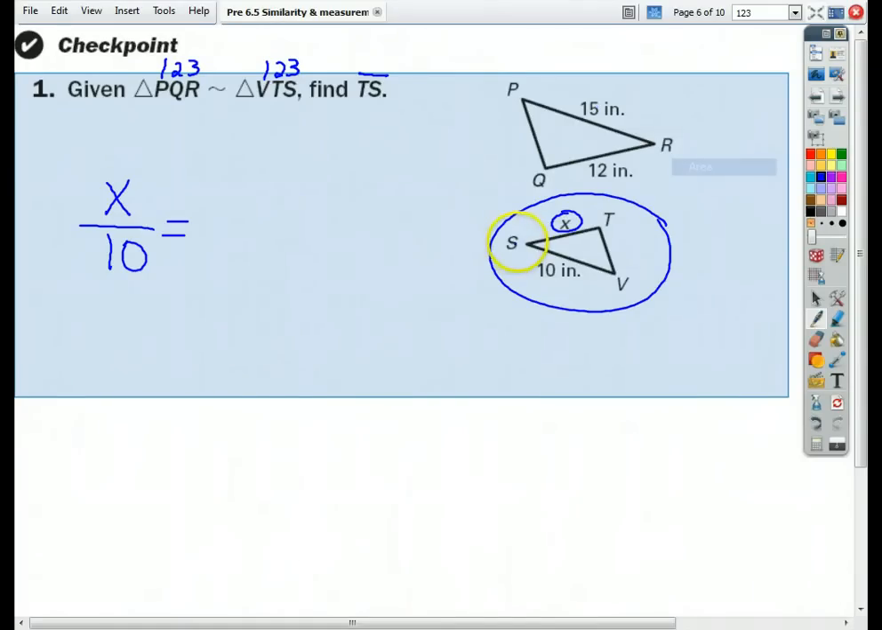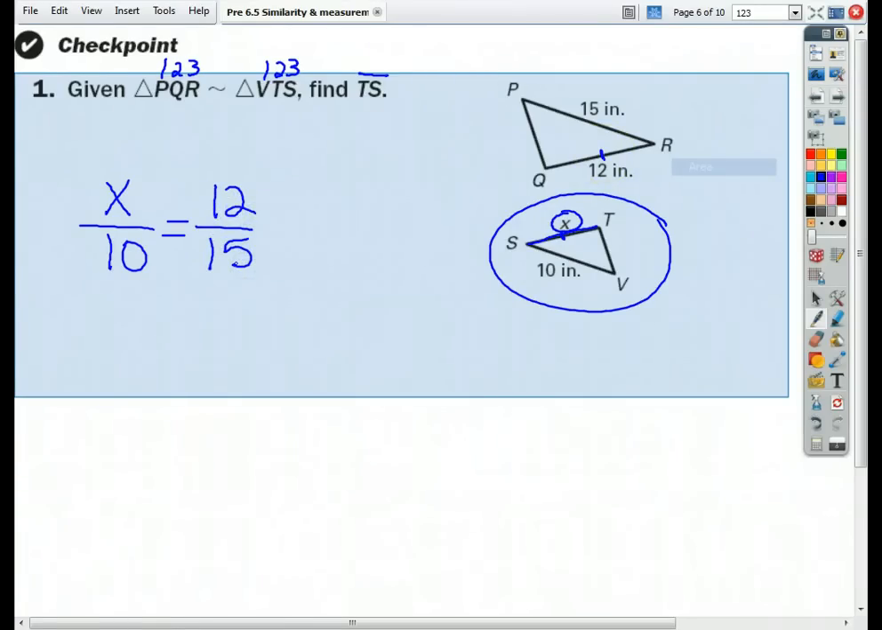Let's double check. What's the same as ST? We go back up here. ST is the 2 and the 3, so it's the Q and the R. So the Q and the R, it's going to be this one that matches this one. So 12 to 15.